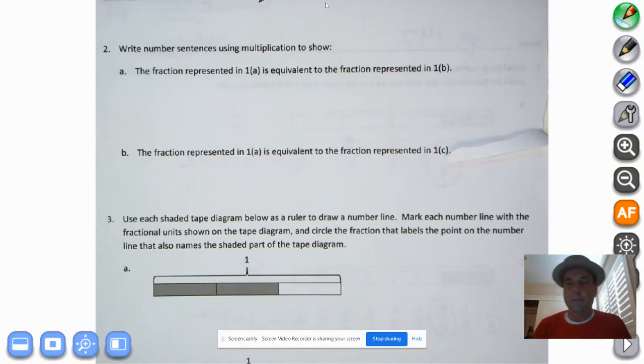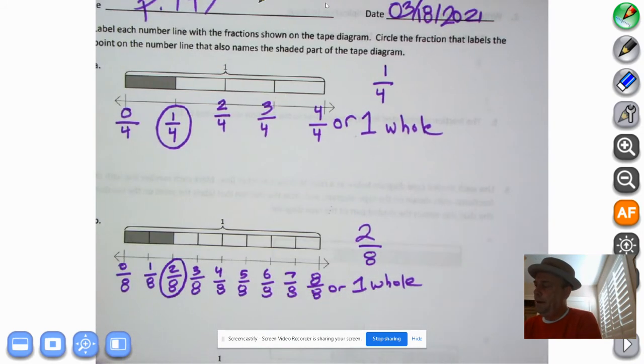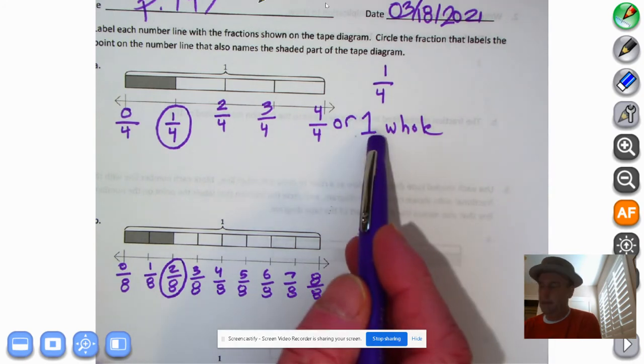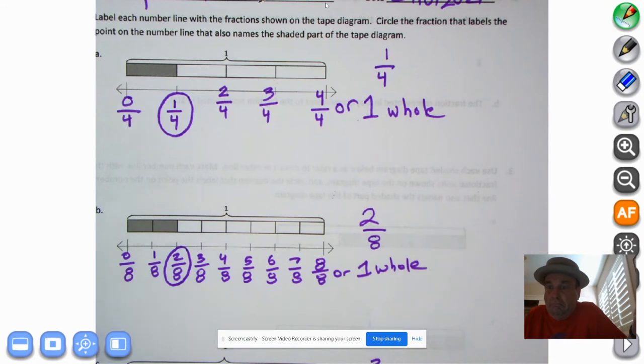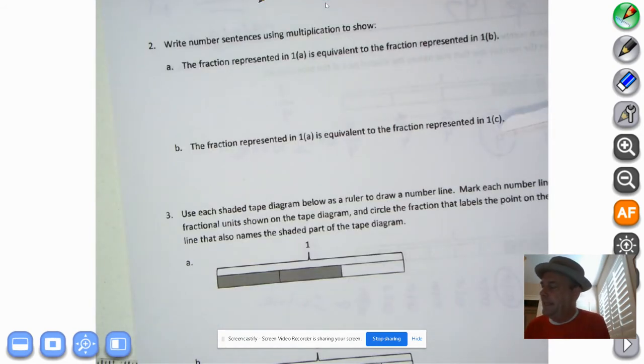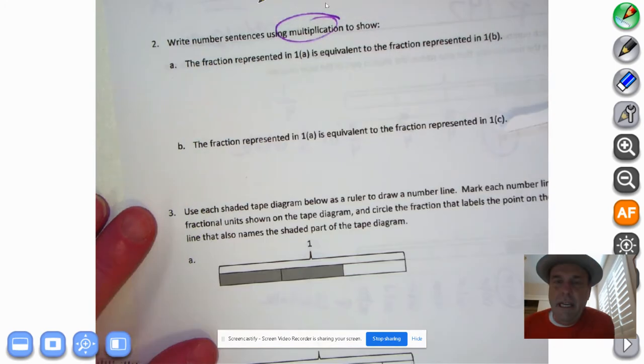Okay, we're on the other side of our problem set, and it says write number sentences using multiplication to show the fraction represented in 1a is equivalent to the fraction represented in 1b. So we're going to use multiplication to prove that. So we had 1a, we had 1/4. Oh, they're telling us it's equivalent to 2/8. Let's try and see if that works by using not division, but multiplication.